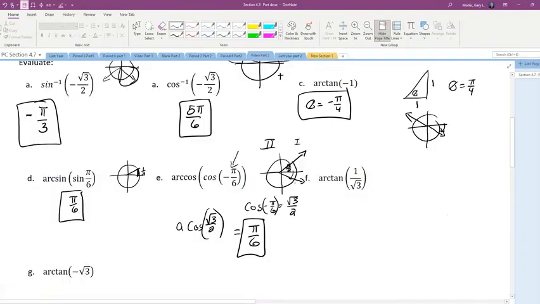Arctangent of 1 over the square root of 3. I'm going to draw a triangle. I'm going to label a theta. Arctangent, so tangent of theta would be 1 over the square root of 3. So it's asking me, what's this angle? The sides are 1, 2, and square root of 3. Okay, this is a pi over 6 angle. So now it's positive, so I know it's going to return an answer of pi over 6 from quadrant 1, which is pi over 6.